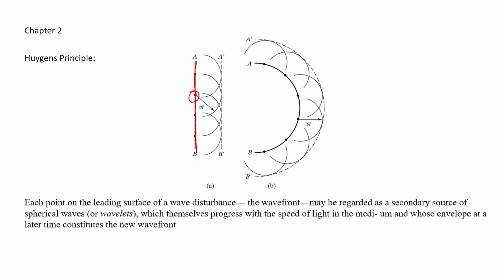And when those wavelets are combined, you get the next wavefront, that is A prime, B prime. Notice that here V is the speed of light in that given medium. So in a given time t, this goes as far as Vt. So this wavelet would have a radius of Vt. Even if you have a spherical wave, it's the same concept. If you pick one point on this wavefront, within time t, Vt is the radius of the wavelet it creates, and each point on this wavefront creates similar wavelets. When you combine all these wavelets, you see that you have a new wavefront, A prime, B prime.